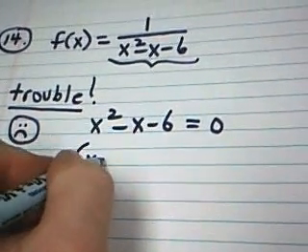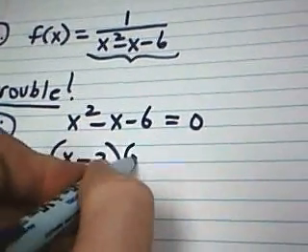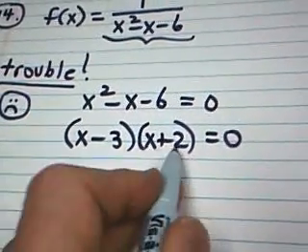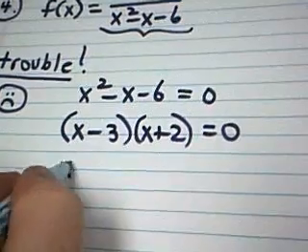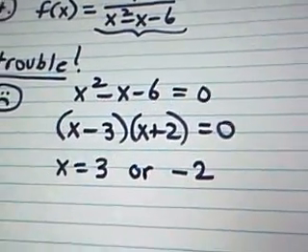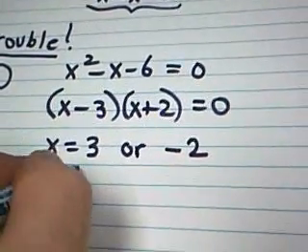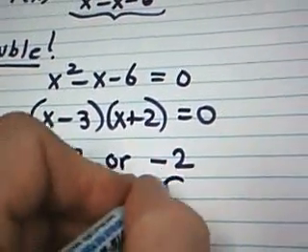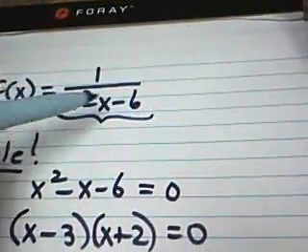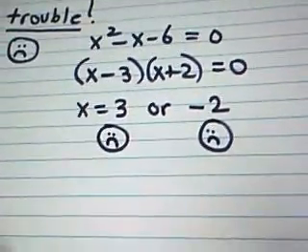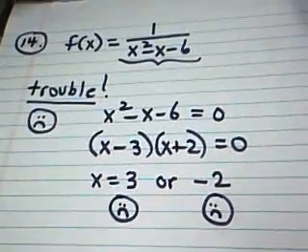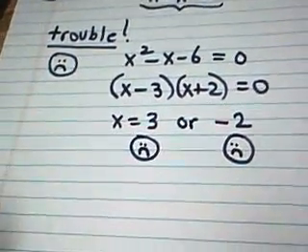This factors as x minus 3 times the quantity x plus 2, which gives me two trouble spots. Okay, x is either 3 or x is negative 2. And these, unfortunately, are trouble. I cannot use these numbers. I cannot plug these numbers into this function because they would cause the denominator to become 0, which would make the fraction meaningless.